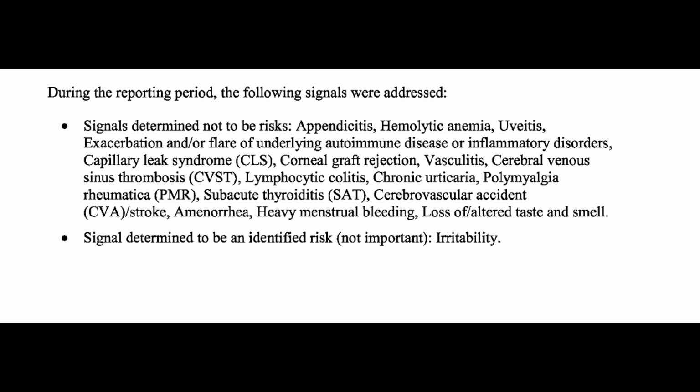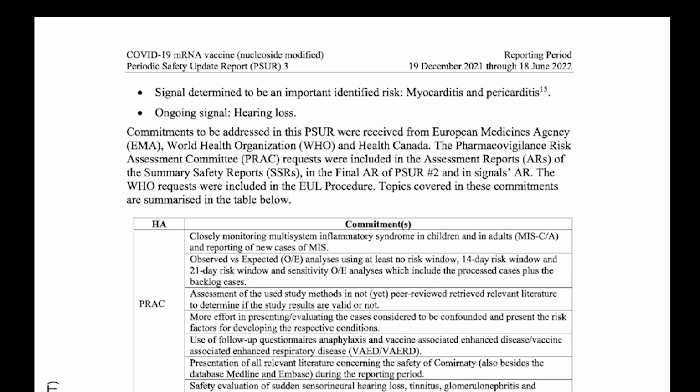So, going to the Periodic Safety Update Report number 3, which covers the interval from the 19th of December 2021 to 18 June 2022, we read firstly that Japan had required a change in the product information to include Guillain-Barré syndrome in the risk management plan. We also read that during the reporting period, the following signals were addressed: appendicitis, hemolytic anemia, uveitis, exacerbation or flare of an underlying autoimmune disease or inflammatory disorders, capillary leak syndrome, corneal graft rejection, vasculitis, cerebral venous sinus thrombosis, lymphocytic colitis, chronic urticaria, polymyalgia rheumatica, subacute thyroiditis, cerebral vascular accident or stroke, amenorrhea, heavy menstrual bleeding, loss of or altered taste or smell, irritability, myocarditis and pericarditis, and hearing loss.